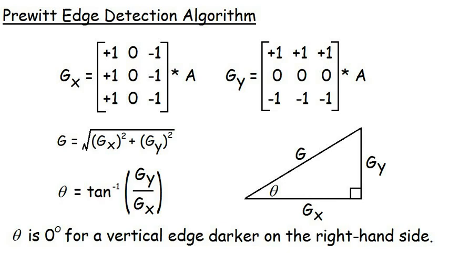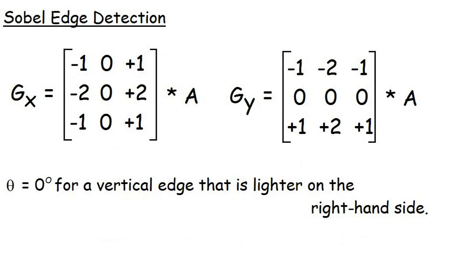Unlike for Roberts' edge detection, the two convolution matrices are not diagonal, which means there is no need to add or subtract any angle to or from theta in order to stick to the principle that 0 degrees represents a vertical edge. And here is Sobel edge detection.